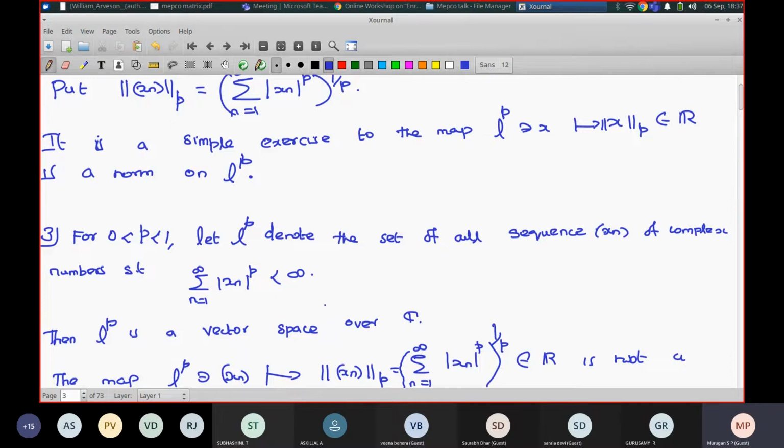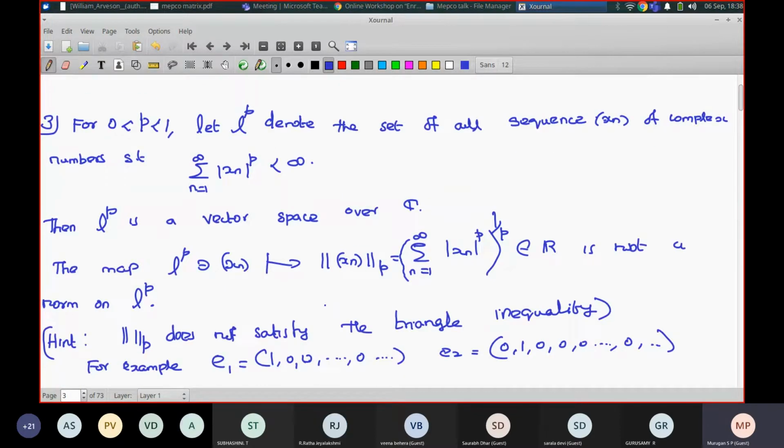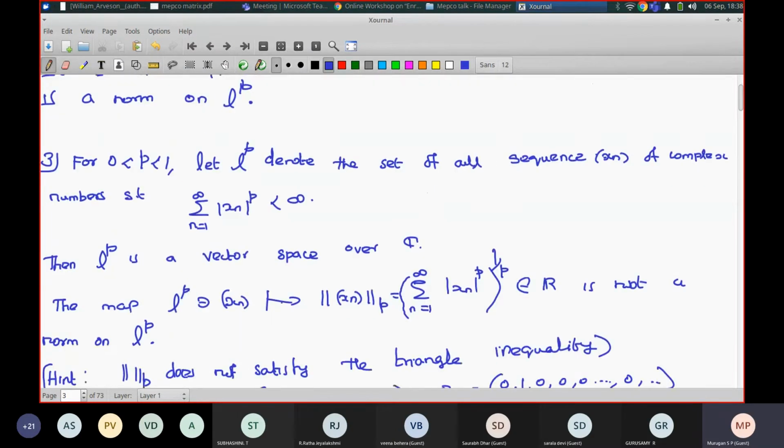So one example which is not a normed linear space. For 0 < p < 1, let ℓ^p denote the set of all sequences of complex numbers such that the summation of |x_n|^p is finite. You can easily see that ℓ^p is a vector space over C. But the map, with the same formula defined here, is not a norm on ℓ^p.